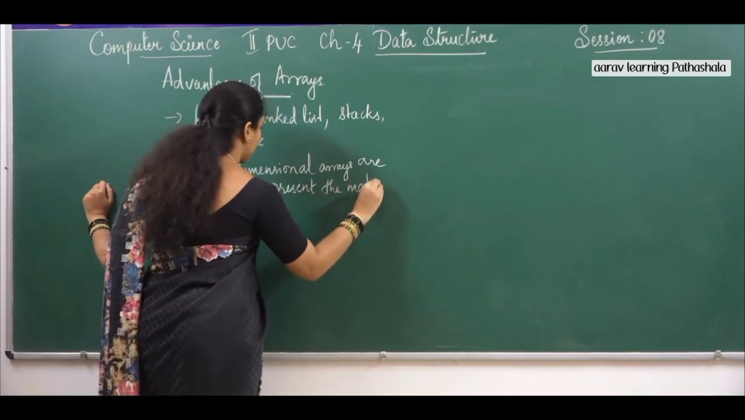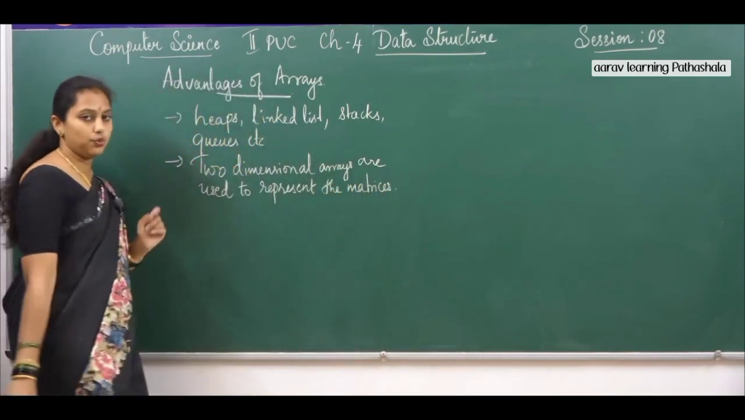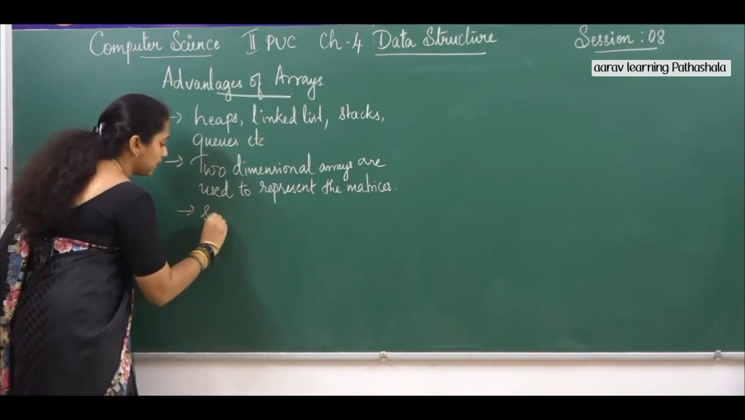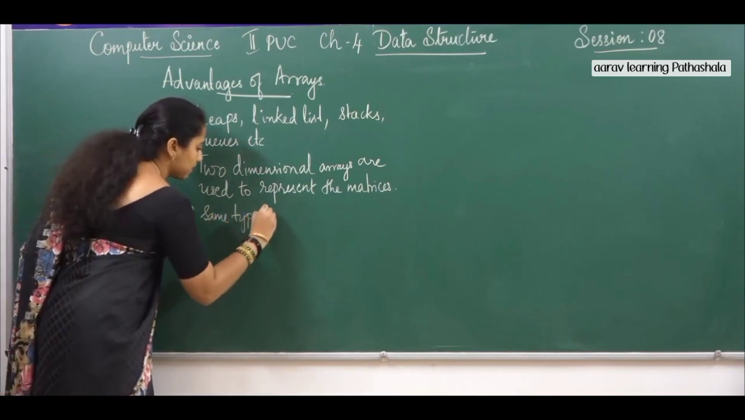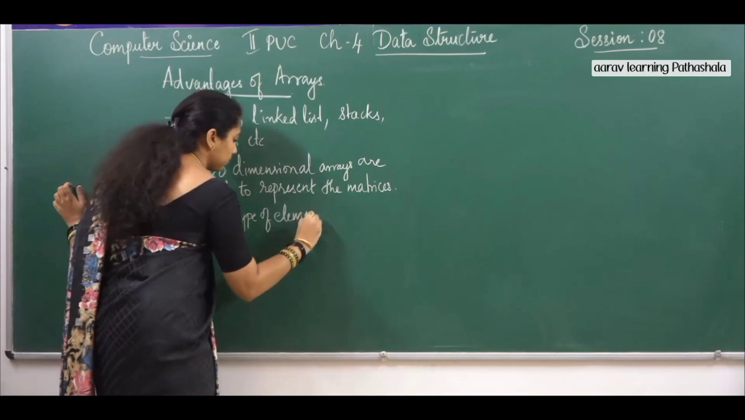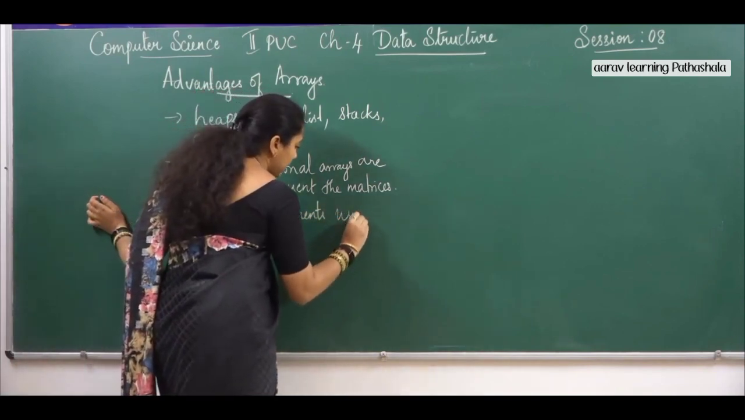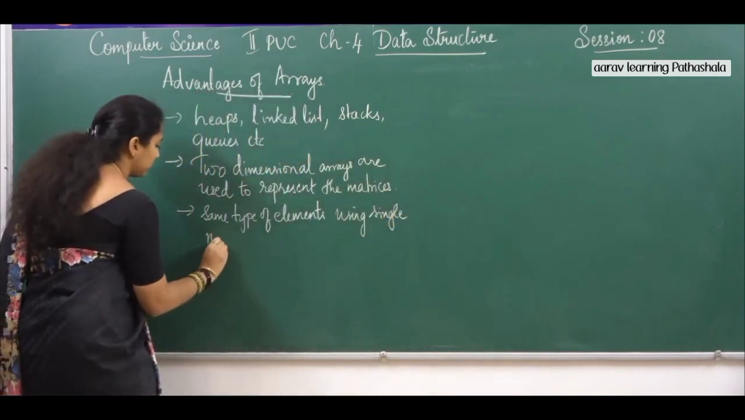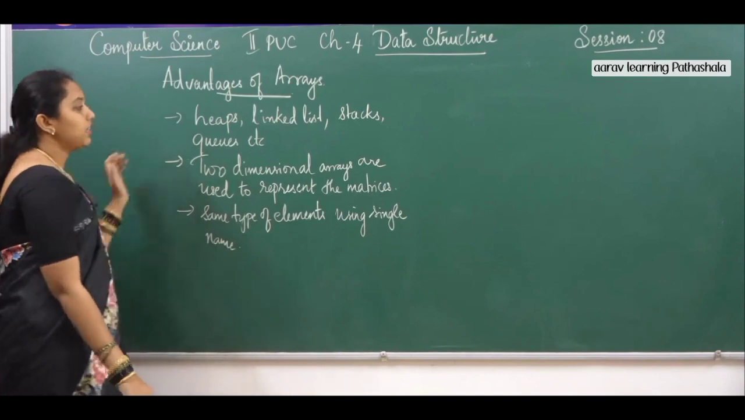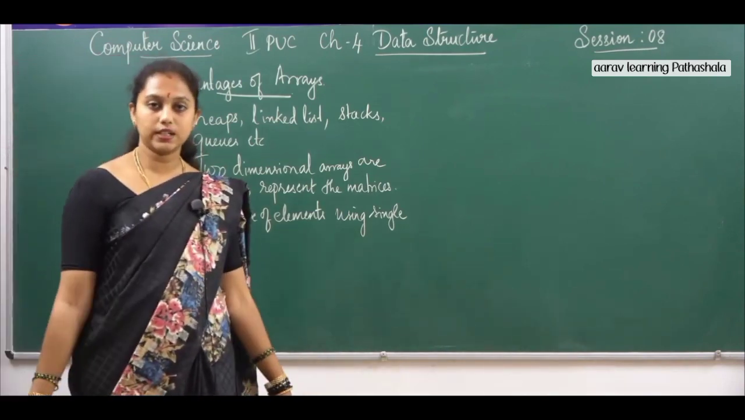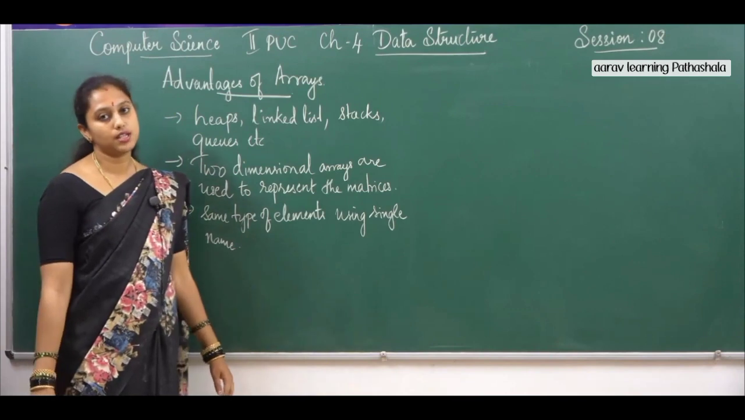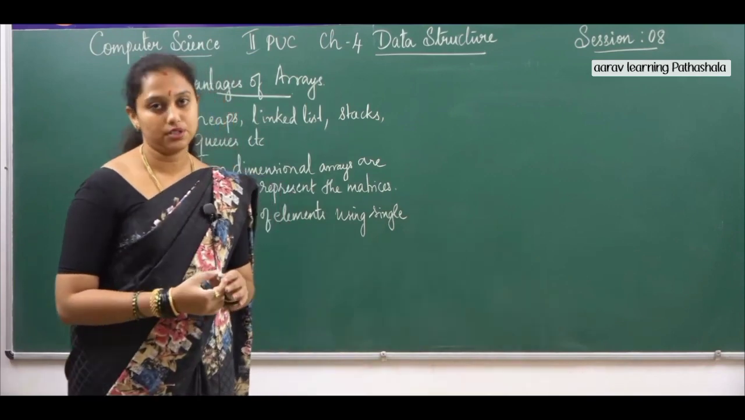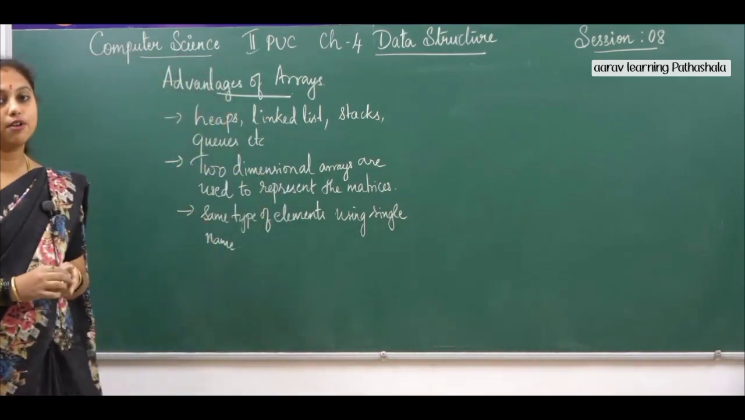So, using arrays we can represent the same type of elements using a single name, and we can represent other types of data structures like heaps, stacks, queues, etc. And using two-dimensional arrays we can represent the matrices. So, these are all the advantages of arrays.